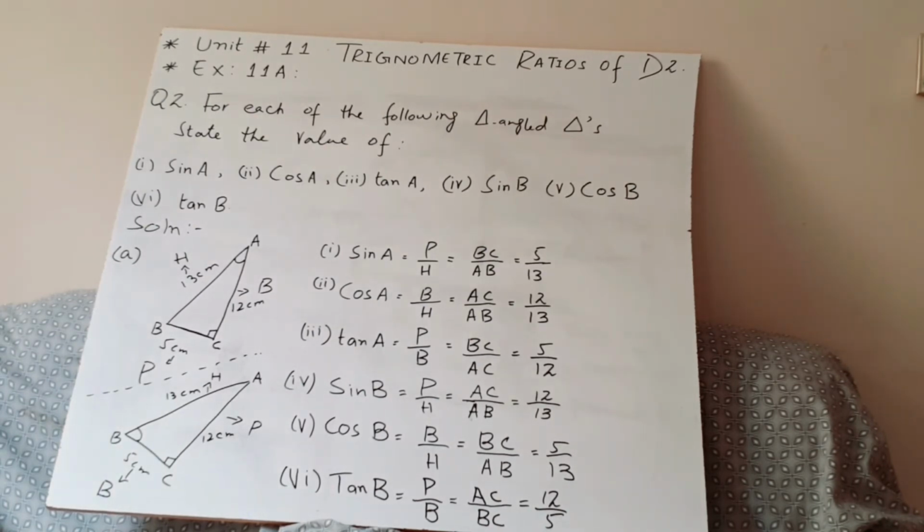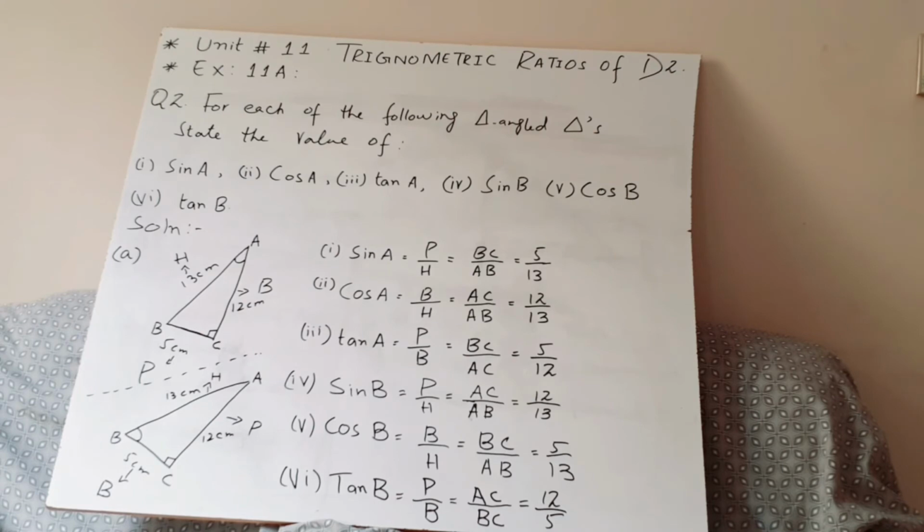Okay, in the third part, for tangent A, till printed blue. So printed blue, perpendicular upon base equals, we have identified the perpendicular according to acute angle at A, which is BC, divided by the base AC. BC length is 5 over AC which is 12. So we have done sine A, cosine A and tangent A.